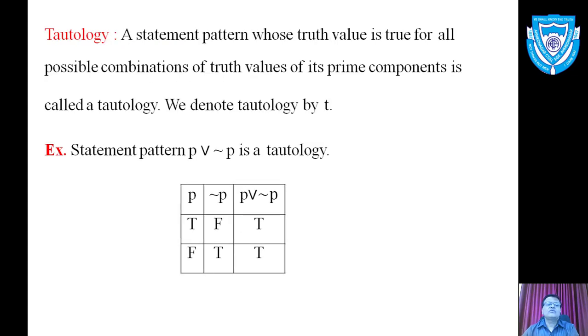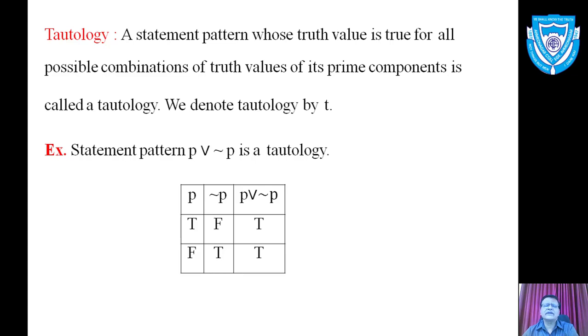Now let us study one term. This term is called a tautology. What is a tautology? It is a special type of statement pattern. Now what is the speciality of that statement pattern? What condition should a statement pattern satisfy to become a tautology? Let us see the definition. A statement pattern whose truth value is true for all possible combinations of truth values of its prime components is called a tautology.